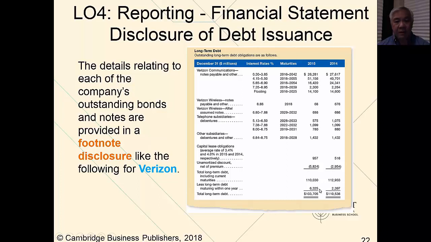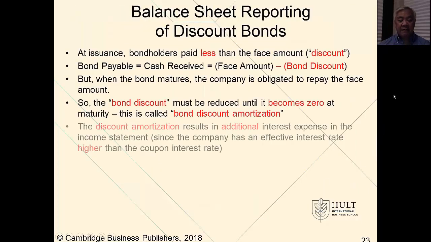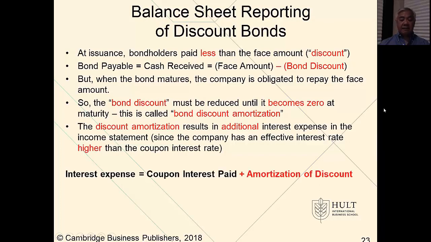You see $6.3 billion. So the total amount is 110, including both the long-term and short-term. When we subtract out the short-term or current portion, we get the remaining long-term, which is 103. When we report, we have the following if it's a discount bond. At issuance, you may recall, the bondholders paid less than the face amount. That's why it's called a discount.